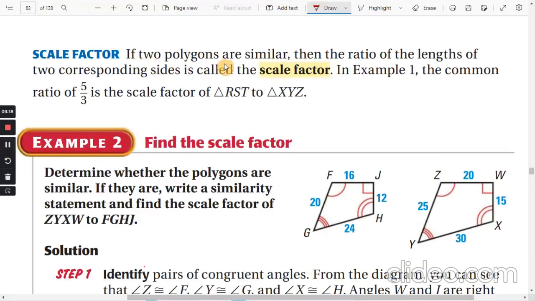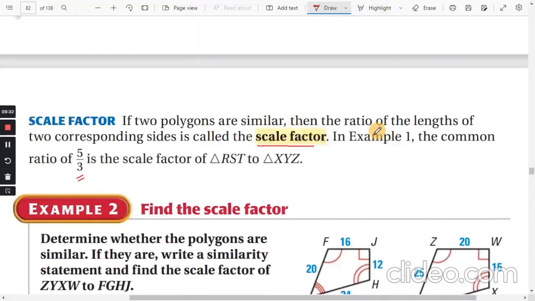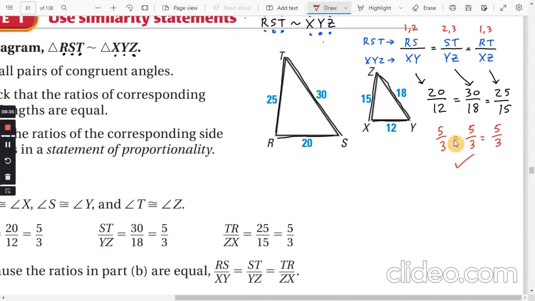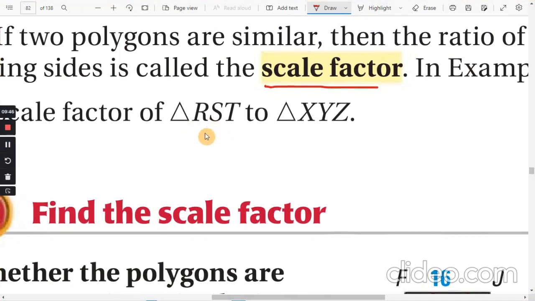Okay, if two polygons are similar, then the ratio of the lengths of two corresponding sides is called the scale factor. In example 1, the common ratio of 5/3 is the scale factor of RST to XYZ. Okay, we did that already, and we got 5/3 for each one. So the ratio of the side lengths is basically the scale factor. All right, generally speaking, the one that's written first is going to be the numerator, and the one that's written second is going to be the denominator.